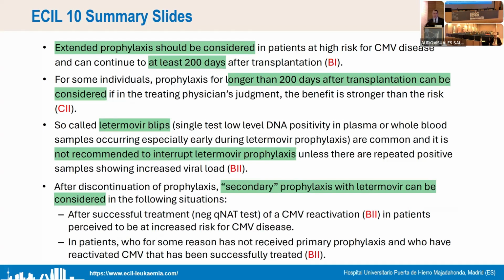And that's something that is out of the label, and this is one of the beauties of talking here in a meeting that Jose Antonio organizes, because we're free to say whatever the hell we want. So secondary prophylaxis should be considered in many of these patients in whom the risk remains high.